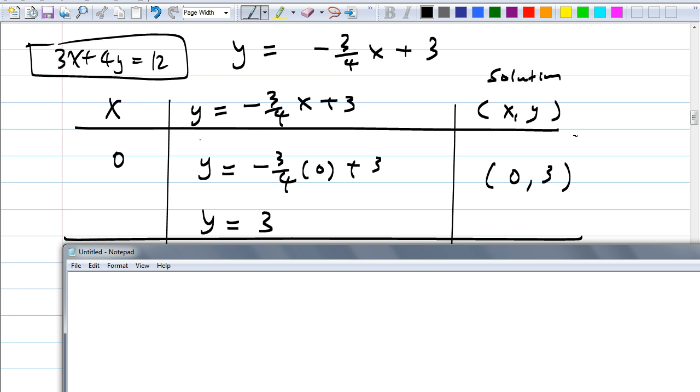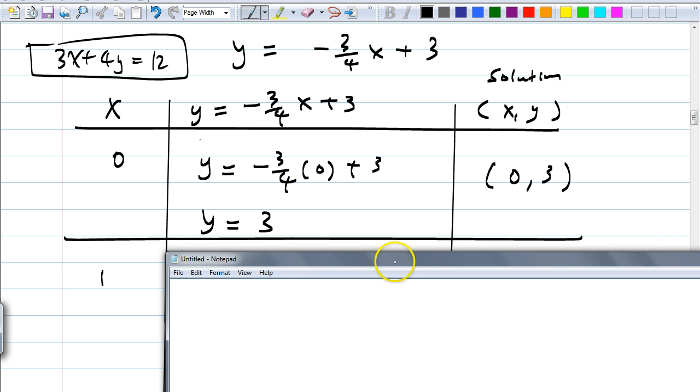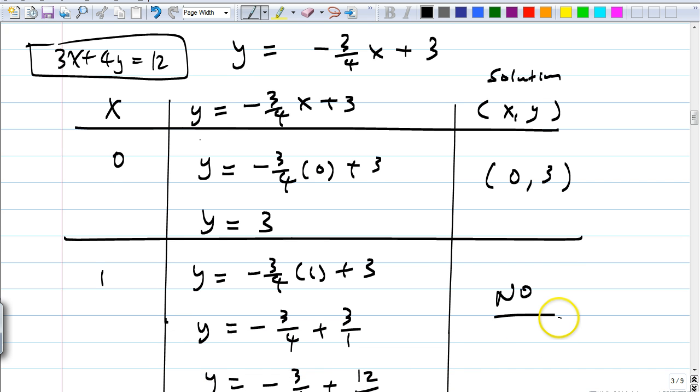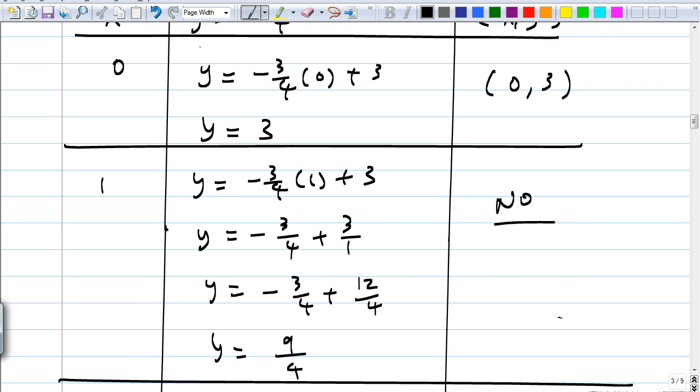Now, the next number I'm going to plug in is what? What do you guys think? How many people say 1? How many people say 4? Why not 1? Didn't we plug in 1 last time? I can already see that if I plug in 1, our solution is going to come out to some fraction. It's not going to work out, because 1 times negative 3/4 gives a fraction, and a fraction plus 3, or another integer, is not going to give a whole number. So I'm not even going to try 1.